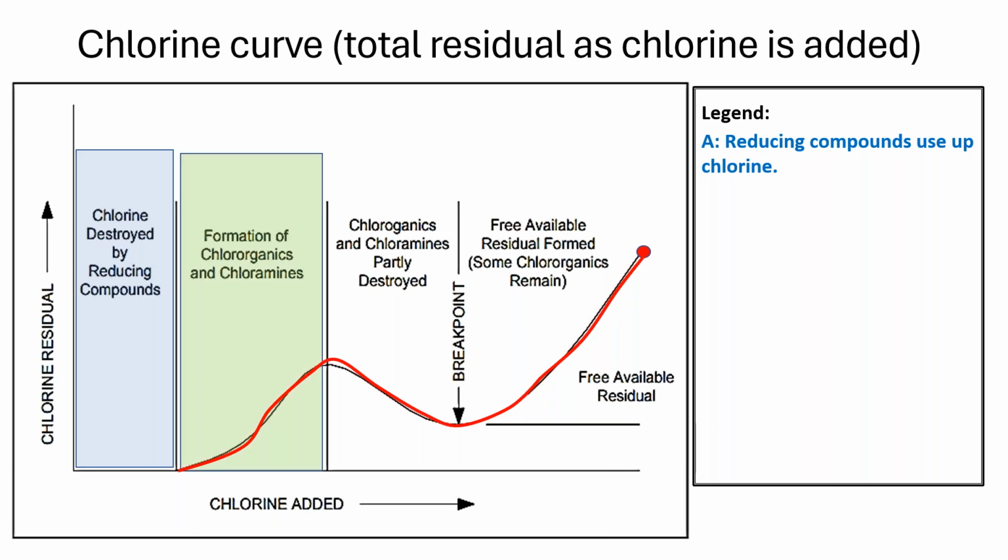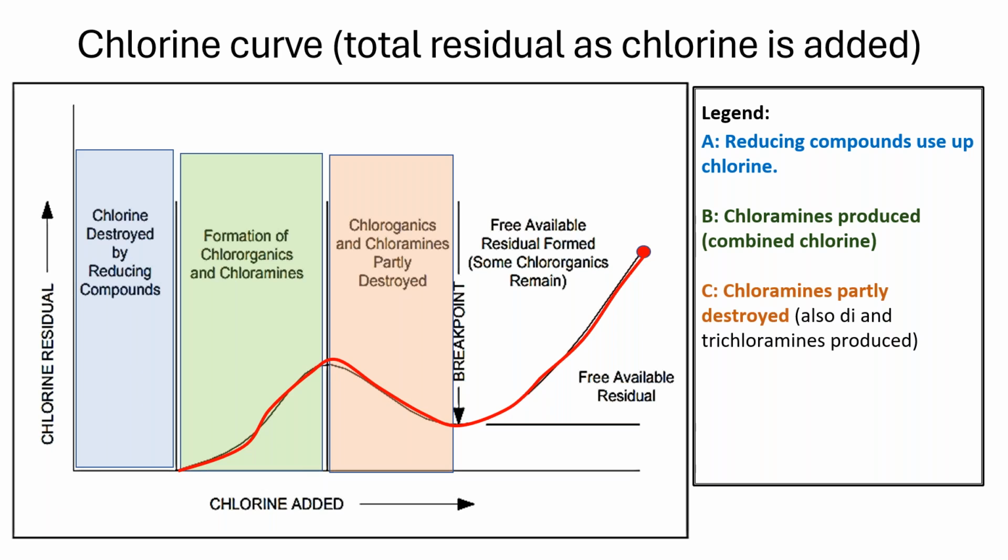When we get to the second of the 4 main zones, we see the residual rising. That's because we're forming chloramines and chloroorganics. The main chloramine being produced in this initial part is monochloramine, and we're increasing the amount of total residual, no free yet. Now in this third zone, we're adding more chlorine, but you see the residual has dropped down. Why is that? It's because that monochloramine is being destroyed and replaced by the weaker forms of chloramines, dichloramine and trichloramine. So we see the residual go down until we get to this break point.